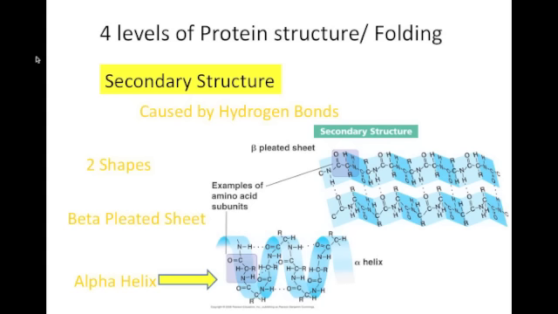The second type is what we call a beta pleated sheet. A beta pleated sheet is when the protein folds back and forth, just like forward and backward and forward and backward. Hydrogen bonds are going to form between the 2 parallel parts. So you can see in the picture here that the hydrogen bond is forming between 2 different strands of the protein.